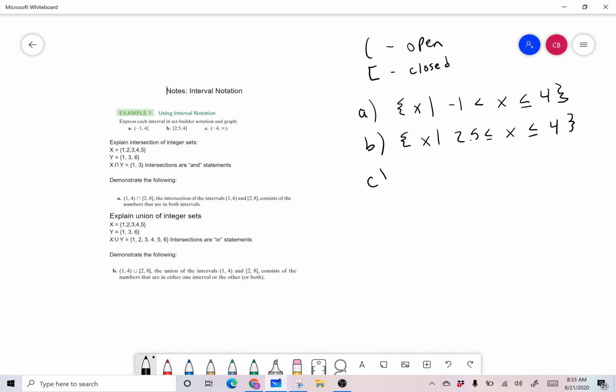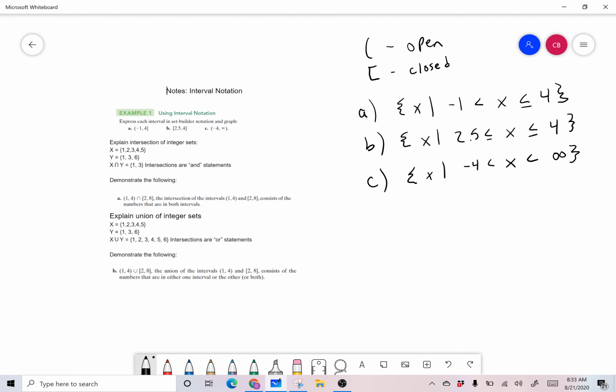And then finally, -4 to infinity. Oops. We have x such that -4 is strictly less than x, which is less than infinity. Okay, and that is your set builder notation for all of these.